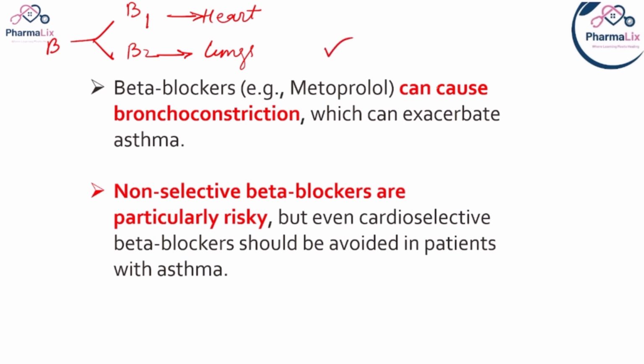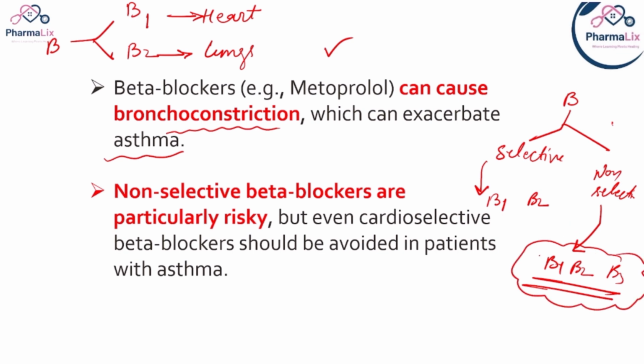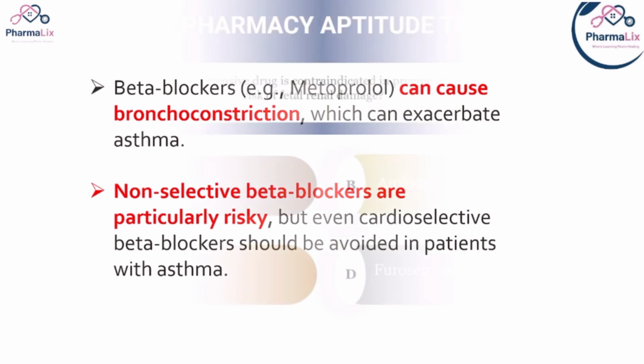So beta blockers like metoprolol can cause bronchoconstriction, which can exacerbate asthma. See, there are selective beta blockers, which work on very specific receptors, and then there are non-selective ones. Selective beta blockers will specifically work on beta 1 or maybe beta 2. But non-selective ones can work on beta 1, beta 2 and even beta 3 also. These non-selective beta blockers work on all kinds of beta receptors, and thus they affect the heart as well as the lungs. While working on the blood pressure, they can also exacerbate asthmatic symptoms. So that is why drugs like metoprolol are not given in the case of hypertension and asthma together.